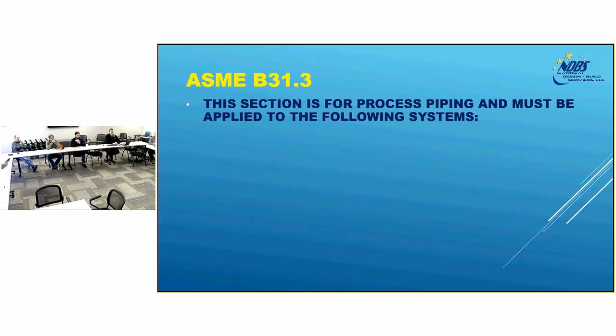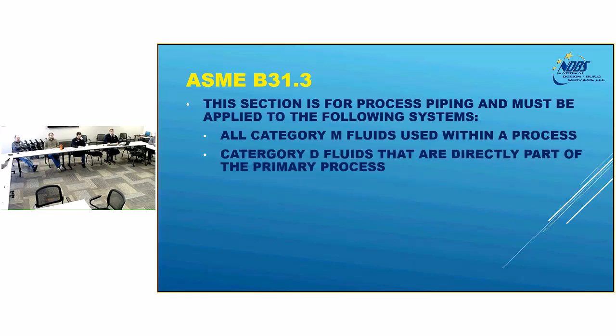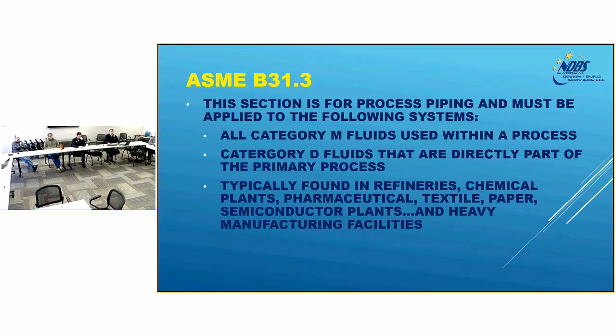Okay, moving on to the next section, B31.3. So this is what a lot of people call the process piping section. This is where it applies. You're going to find this in your refineries, your chemical plants. Pharmaceutical is going to have B31.3 in it. Any manufacturing facility that deals with category N fluids is going to have B31.3 piping in it.